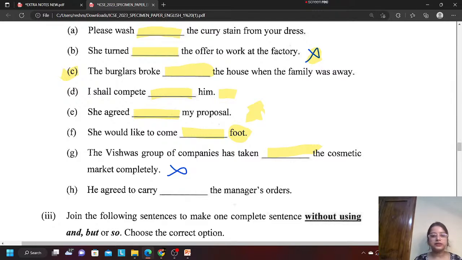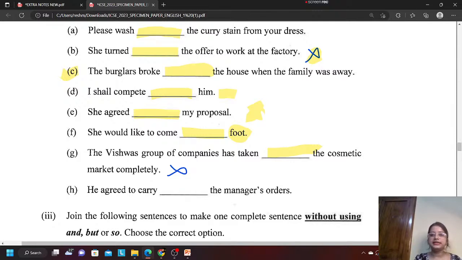Next one: the Vishwas group of companies has taken dash the cosmetic market completely. Very good. It is going to be over. You take over means previously it was a cosmetic company. Maybe previously it was Swiggy or Zomato, and now you have taken over that. That means now you are the head of that company. So it is taken over.